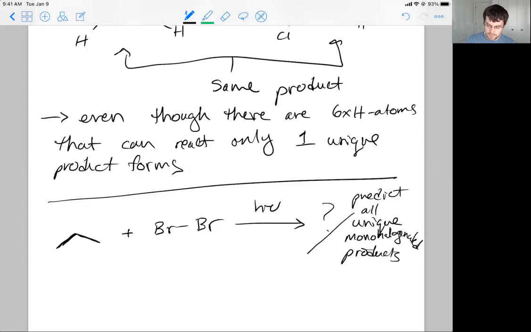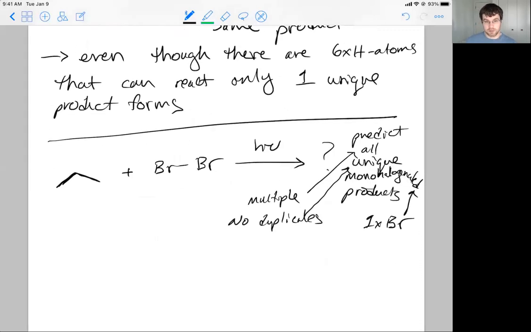So all means multiple. We could have as few as 1 or 0, and we could have many. But we want to get all of them, and we want them to be unique. That is to say, we have no duplicates. And monohalogenated is just to make your lives easier. The products we want have only one bromine incorporated, as opposed to multiple bromines, which may be possible in some cases.